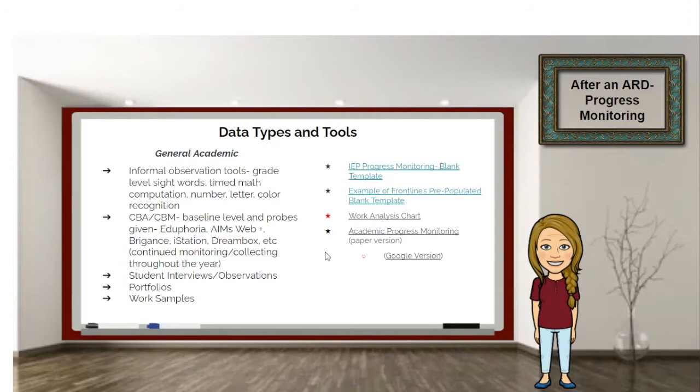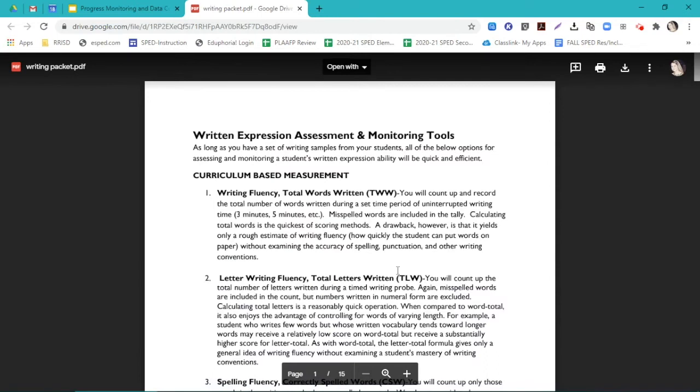Another example of a general academic data tool is a written expression data tool. This document gives a plethora of ways that writing can be assessed and transferred to data numbers. I'm going to scroll through a little bit of it for you.